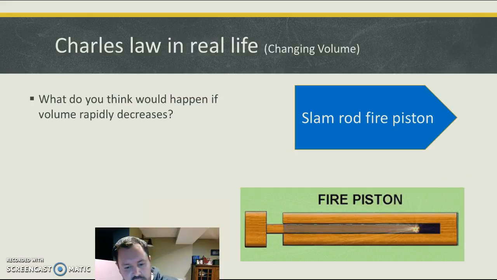Let's pause the video for just a second. Click on the link here for the slam rod fire piston. Watch that video, and then we'll get back together.